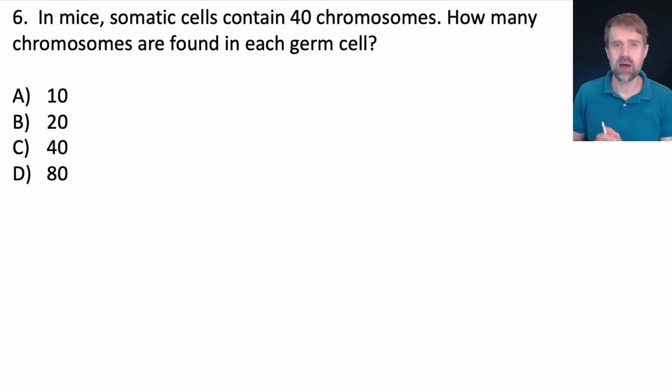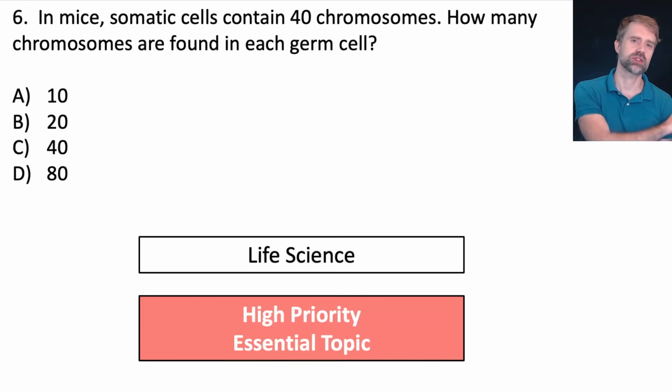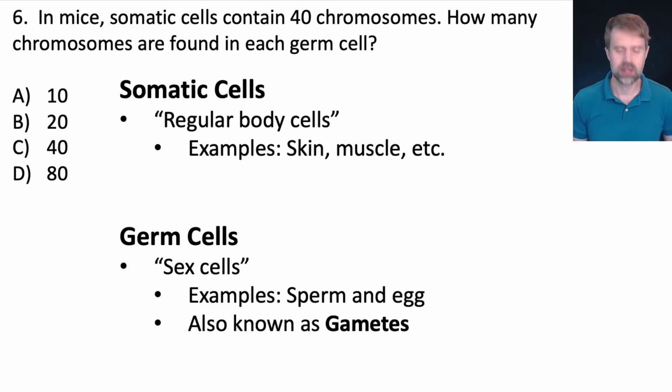6. In mice, somatic cells contain 40 chromosomes. How many chromosomes are found in each germ cell? This is a life science question. It is a high priority, essential topic. Chromosomes, somatic cells, germ cells, gotta know this stuff. Let's break it down. Here's what you need to know.